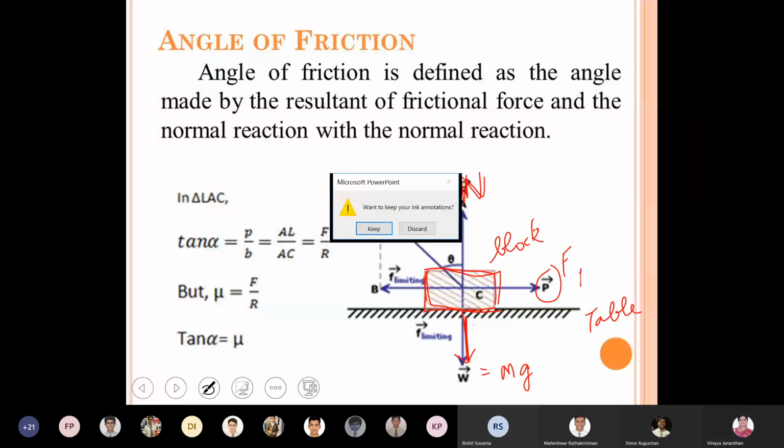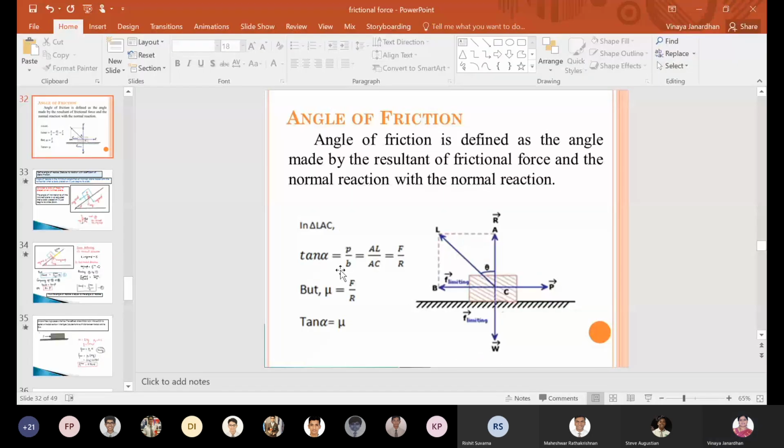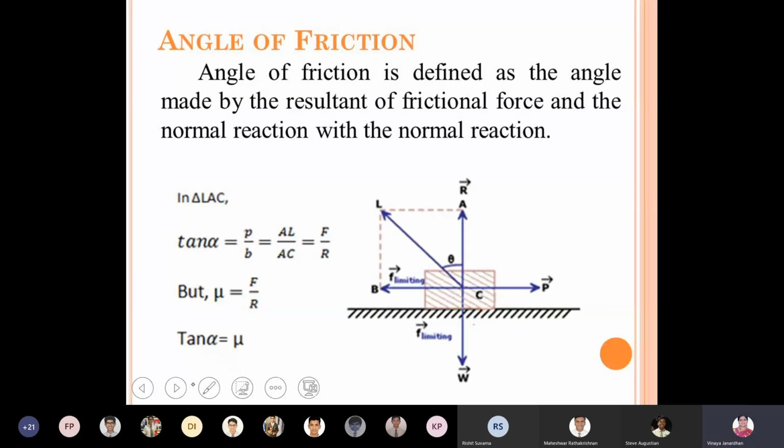Now, you are applying a force, it's being shown as P. You apply a force in order to pull the block, right? When you're applying the force and the body just begins to slide, or we can take this as you're applying a force so that immediately there will be a frictional force acting on the block in the opposite direction.